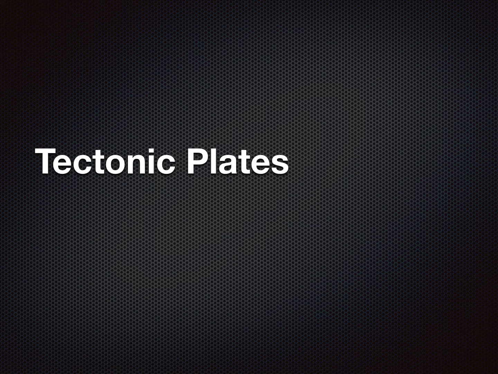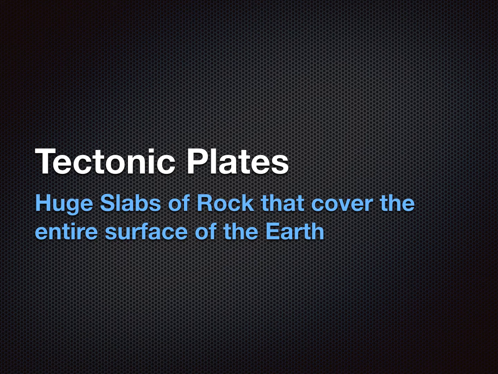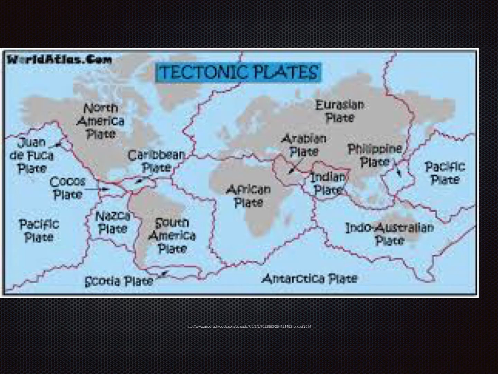On your sheet that I gave you in class, we start off with 3 vocab words. The first one's tectonic plates. If you did not know, these are huge slabs of rock that cover the entire surface of the Earth. This next slide will show a world map and the different plates that cover the Earth. They all have names. They're basically named after the continents that are around for the most part, except for a few exceptions. But those are the tectonic plates.